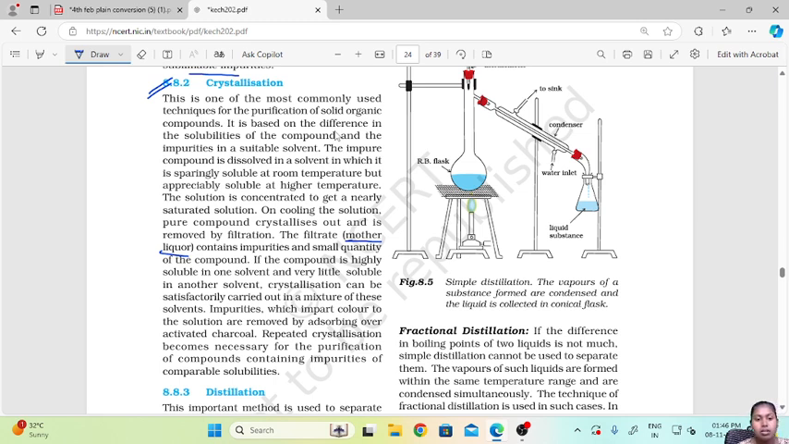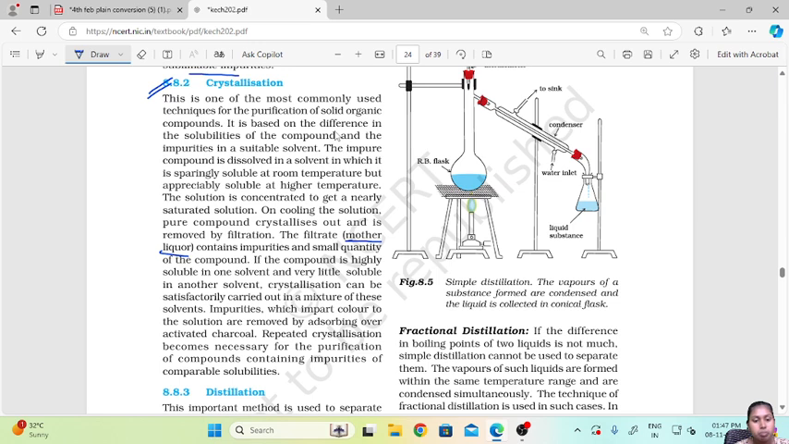If the compound is highly soluble in one solvent and very little soluble in another solvent, crystallization can be satisfactorily carried out in a mixture of these solvents. If your compound is completely soluble in one solvent and partially soluble in the other, then you can mix both solvents and carry out the crystallization process. In this mixed solvent, you can add your compound and dissolve it.